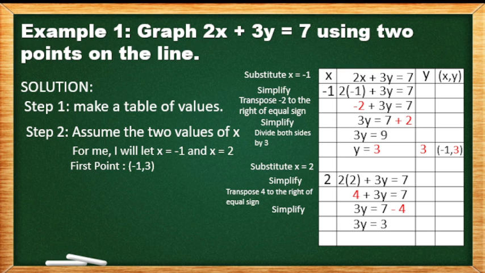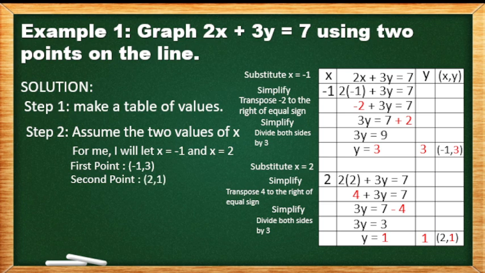Same. I-divide lang din natin yan ulit sa 3. Both sides. So 3 divided by 3 is equal to 1. So our y is 1. So ang x natin ay 2 and ang y natin ay 1. So lagay natin dito yung y which is 1. Sulat natin, mauuna yung 2, next ang 1 as ordered pair. So we have the second point, 2, 1.